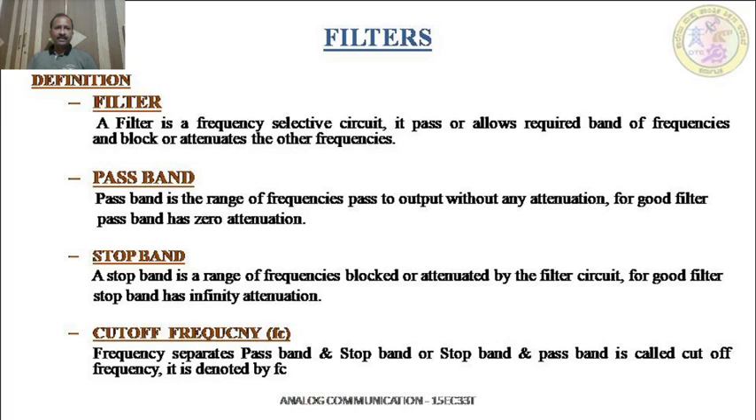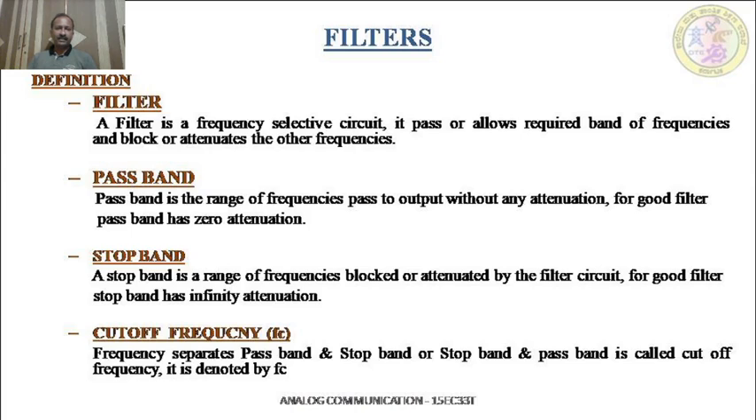The next important term is passband. Passband is the range of frequencies passed to the output without any attenuation. That means the electronic circuit, otherwise the filter circuit, passes the signal from input to output. That particular range of frequencies you are going to call the passband. For a good filter, the passband has zero attenuation. That means that range of frequencies goes to the output without any changes. That range you are going to call the passband frequencies.